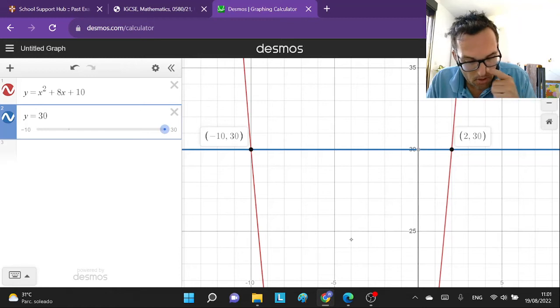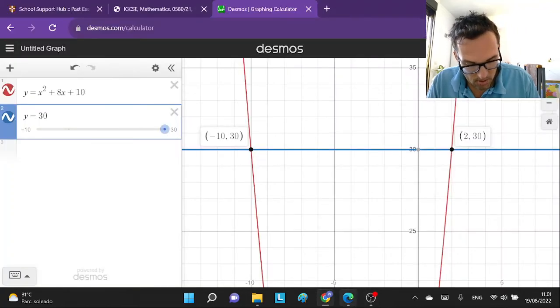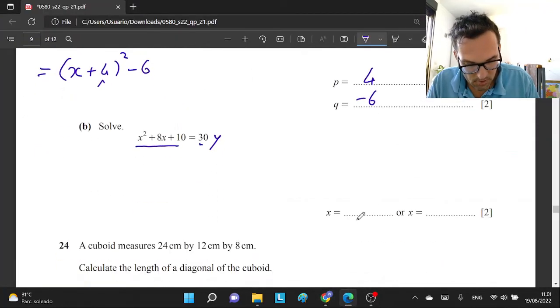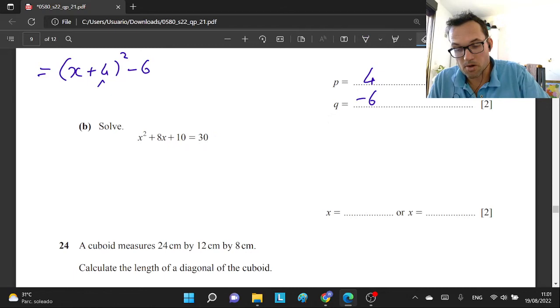They want the two x values. So the answers were 2 and minus 10, because that's what they want here. They want to know what is x. I already got the answers using Desmos, but you don't have Desmos in the exam, so you need to do this using algebra.